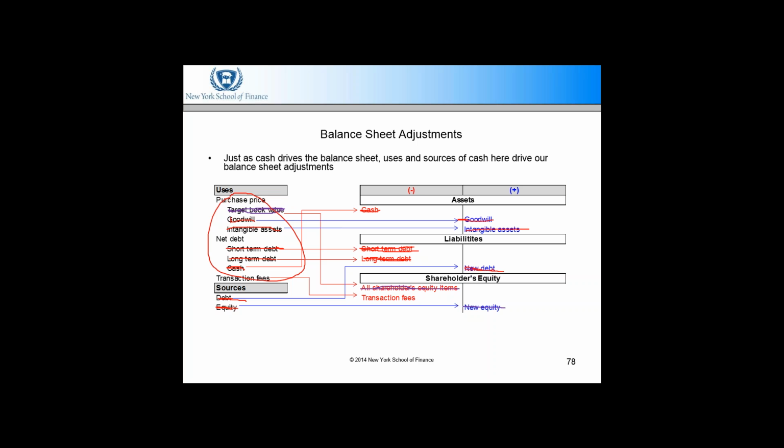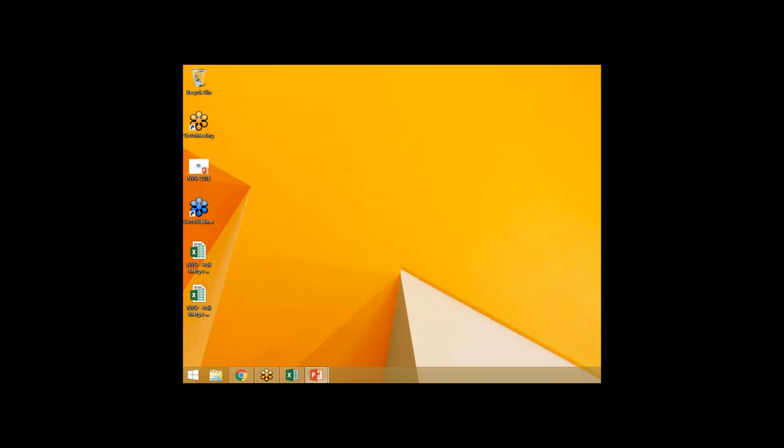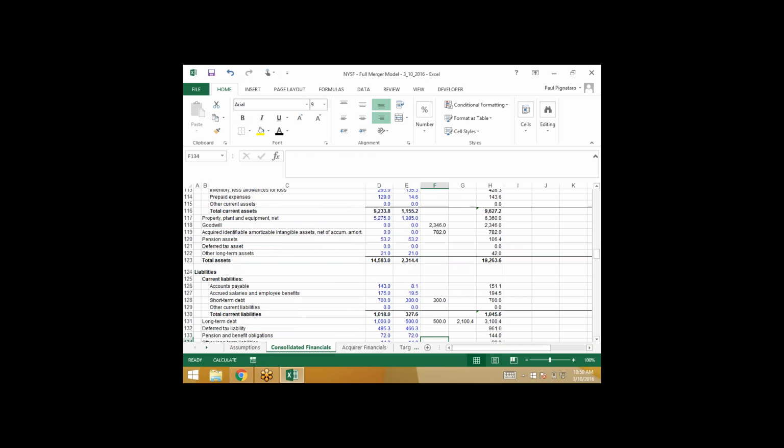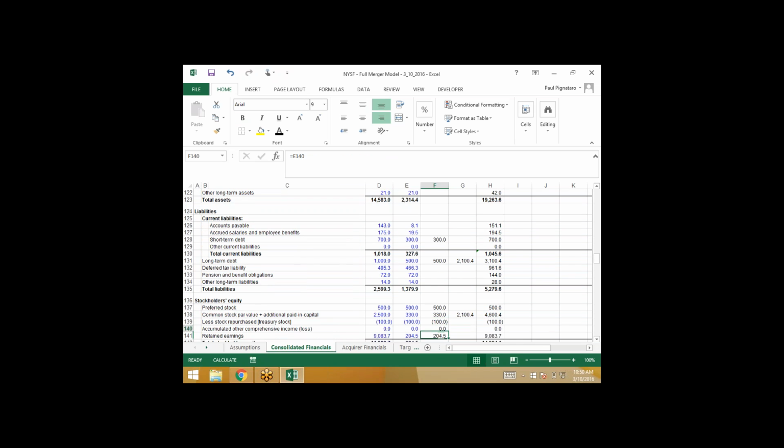Transaction fees. That's the missing component. Once this is in, our model should balance. How do we handle transaction fees? Retained earnings. We will make an adjustment to retained earnings. So we're going to go down to retained earnings. Here it is. We're going to reduce it further.